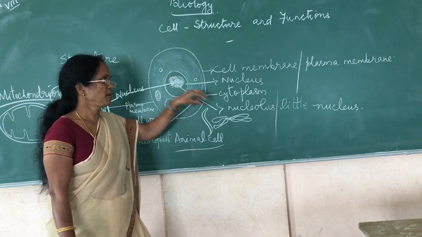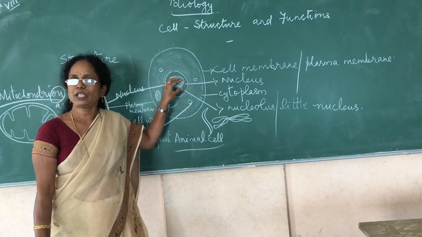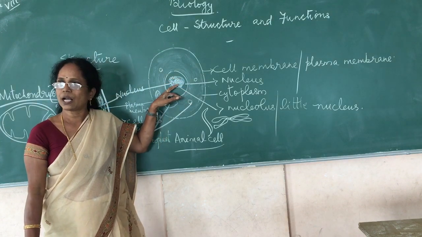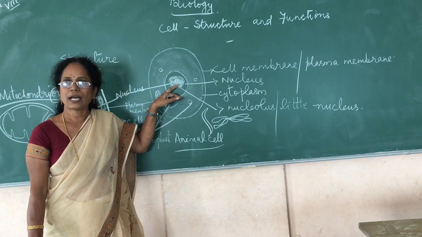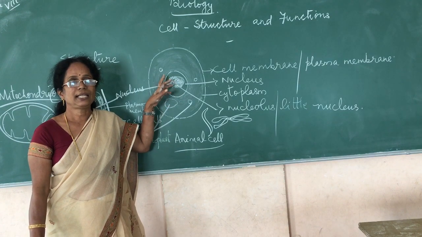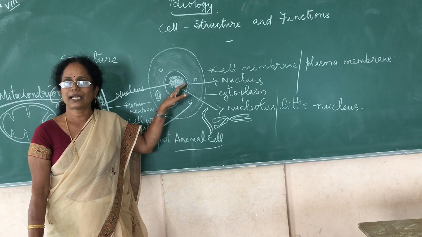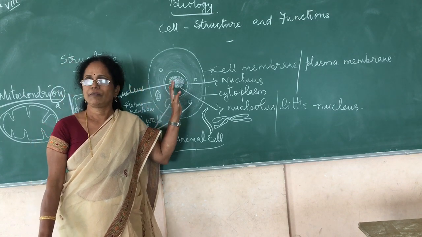These chromosomes are present here. They will not be so clear. They are not clear now when you look. At the time of cell division, they become clear.